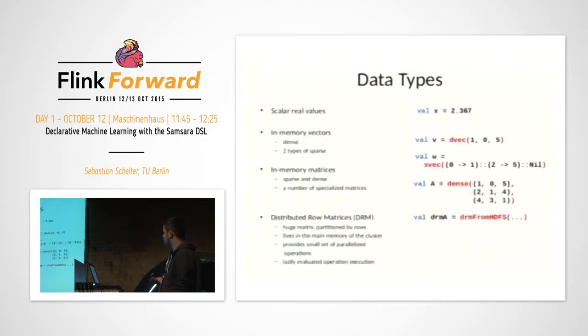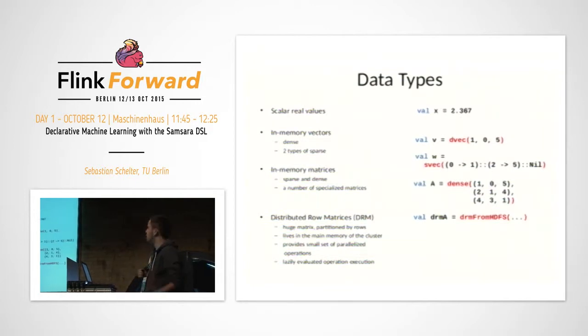The things that you get with Samsara are pretty similar to what you know from, let's say, MATLAB or R. So there are Scala real values. There are two types of in-memory vectors, dense vectors and sparse vectors, optimized for random access or for fast reading. You have in-memory matrices, sparse and dense matrices, and also a number of specialized matrices, like diagonal matrices. And up till that, it's pretty much just a Scala DSL that looks like R, for example.